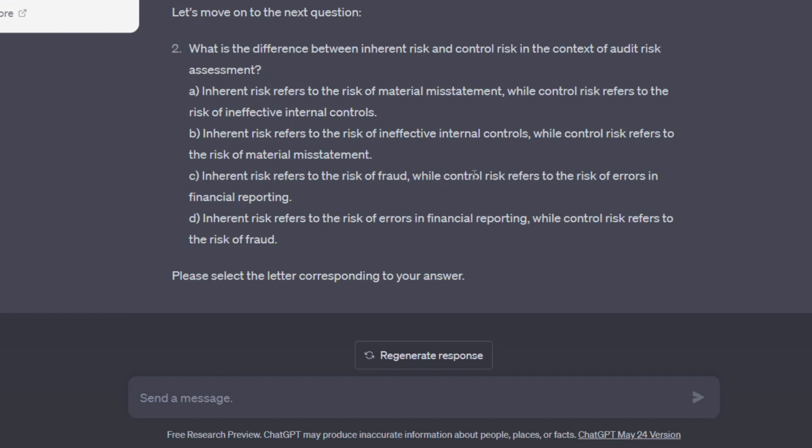While control risk refers to the risk of errors. No. Inherent risk refers to the risk of errors in financial reporting, while control risk refers to the risk of fraud. This is also not true. So this is wrong. This is also wrong. So inherent risk in letter B is already wrong. So much wrong, because the inherent risk here refers to the control risk. The risk of ineffective internal controls is control risk. So that's letter A.